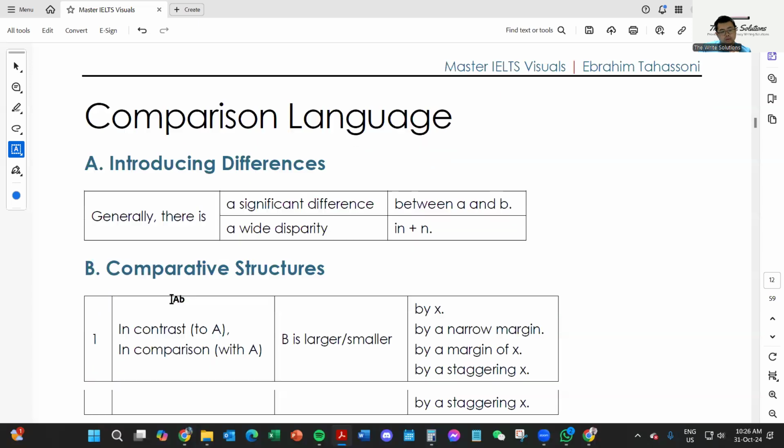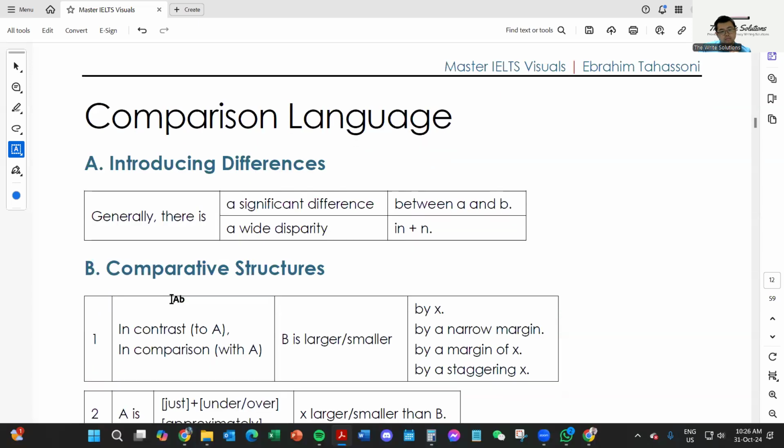So, some comparative languages. We're going to go through this tomorrow. This ends the free lesson for today. There's going to be just 15 minutes every day.